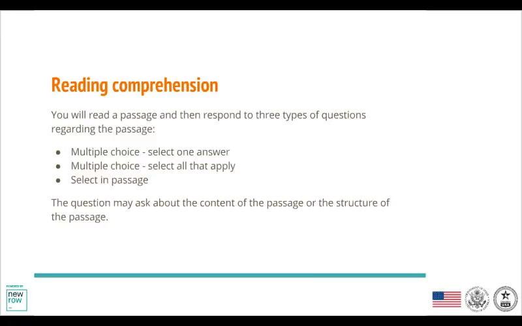So the reading comprehension section is organized as such. You will be asked to read a passage and then respond to one of three types of questions regarding the passage. So generally, you're given a passage of text and you have three, maybe four questions regarding that passage of text to respond to. Some of them are multiple choice, where you select one answer. Some are multiple choice, where you select all that apply. And some are select in passage. And so you may be asked to essentially fill in a blank in the middle of a passage, or be asked to respond which of the sentences in this particular passage speaks to this idea. And then you would have to find the sentence and highlight it.